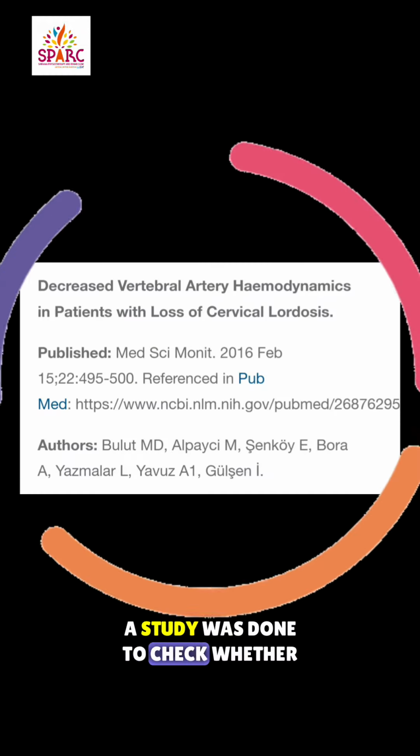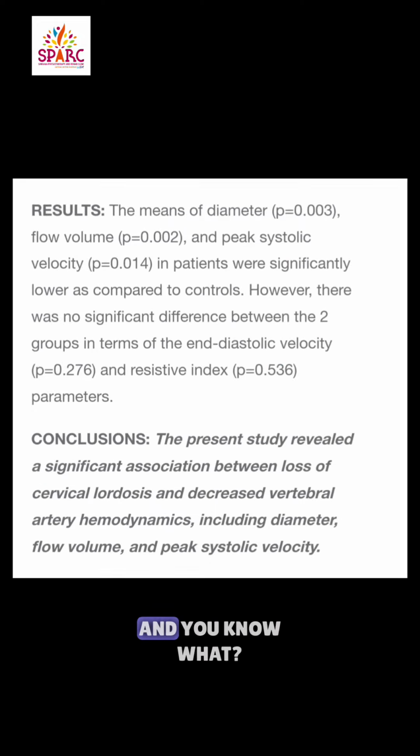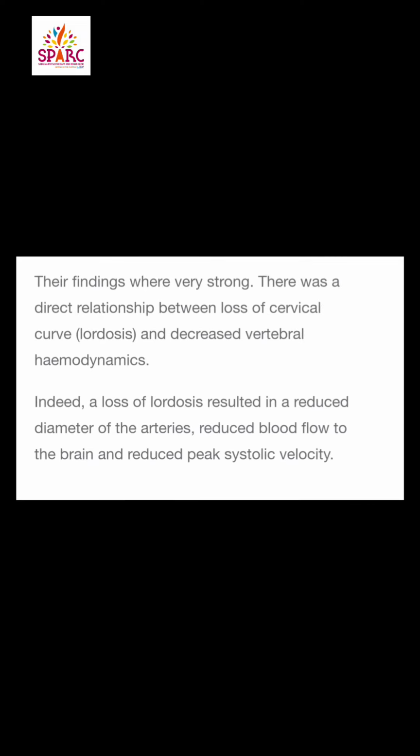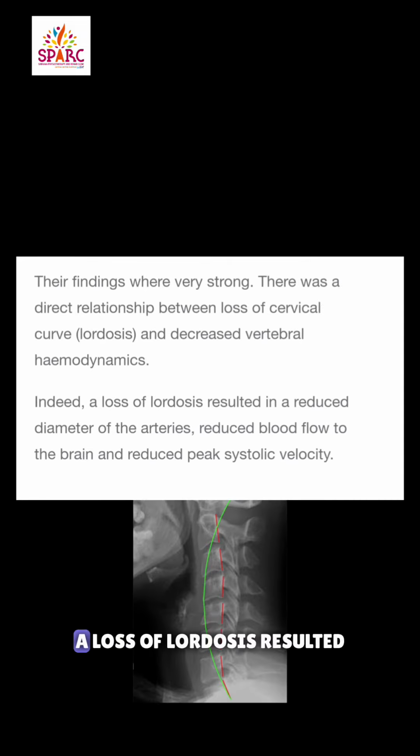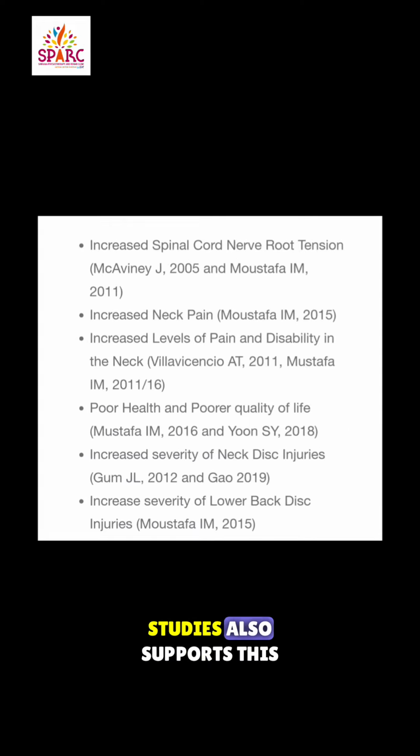A study was done to check whether the hemodynamics of vertebral artery is related to cervical lordotic curve or not. And you know what? Their findings were very strong and the result shows there is a direct relationship between loss of cervical lordotic curve and decreased vertebral hemodynamics. That is, a loss of lordosis resulted in a reduced diameter of the arteries, reduced blood flow to the brain. And many other research studies also supports this.